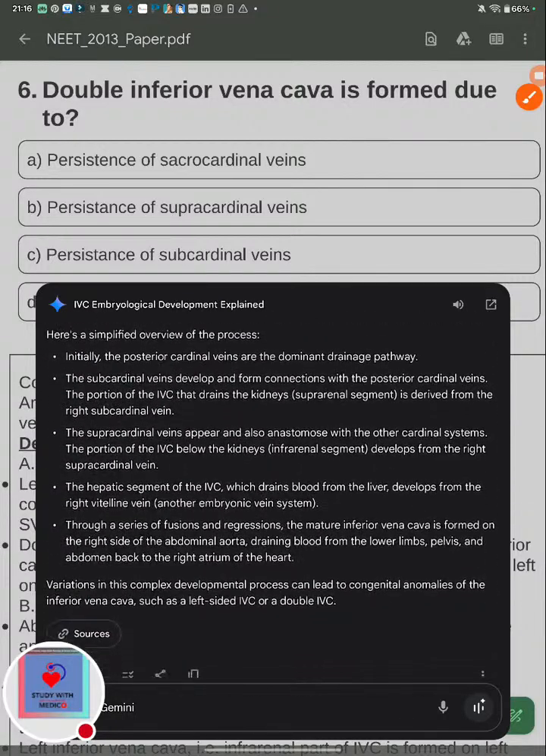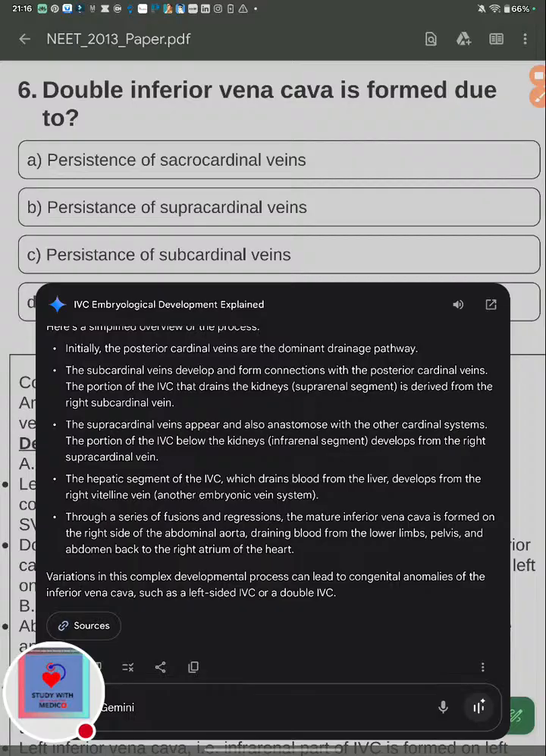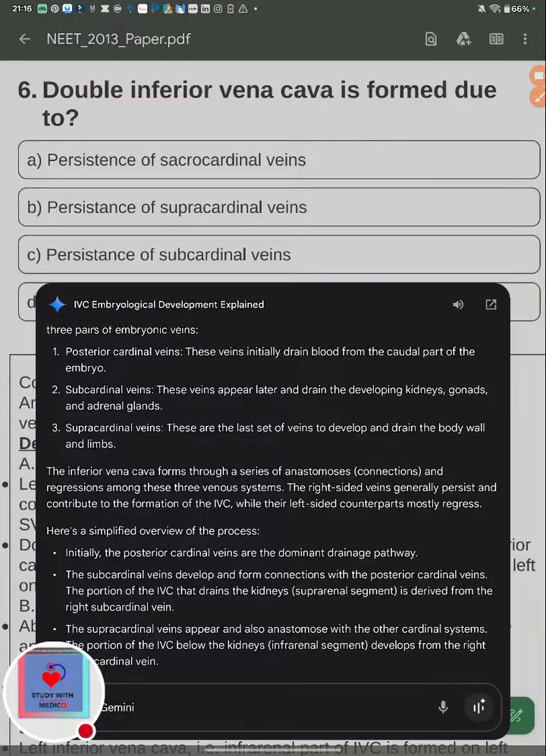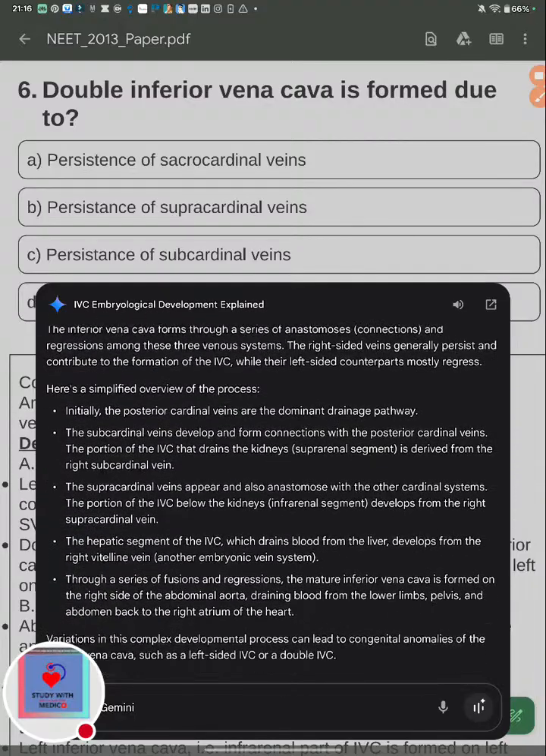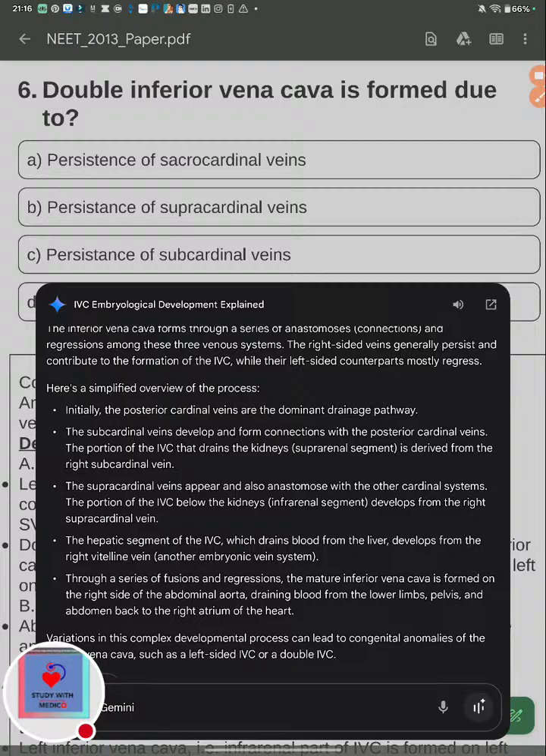Initially the posterior cardinal veins are the dominant drainage pathway. Then the subcardinal veins develop and form connections with the posterior cardinal veins. The portion of the IVC that drains the kidneys, the suprarenal segment, is from the right subcardinal vein. The supracardinal veins appear and also anastomose with the other cardinals. The portion of the IVC below the kidneys develops from the right supracardinal veins.